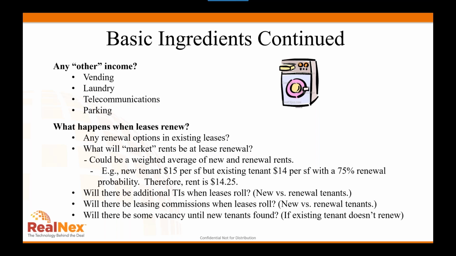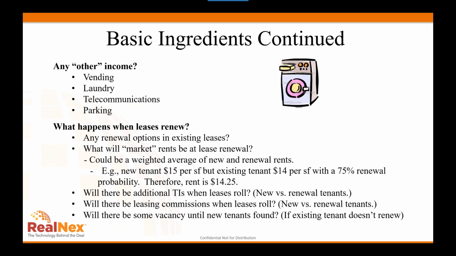Why a difference? Well, if I'm able to have an existing tenant renew their lease, I'm not going to necessarily have leasing commissions, or maybe not as high a leasing commission. I may not have to spend any additional money on capital expenditures that I would have to with a new tenant to fix out their space the way they want it.